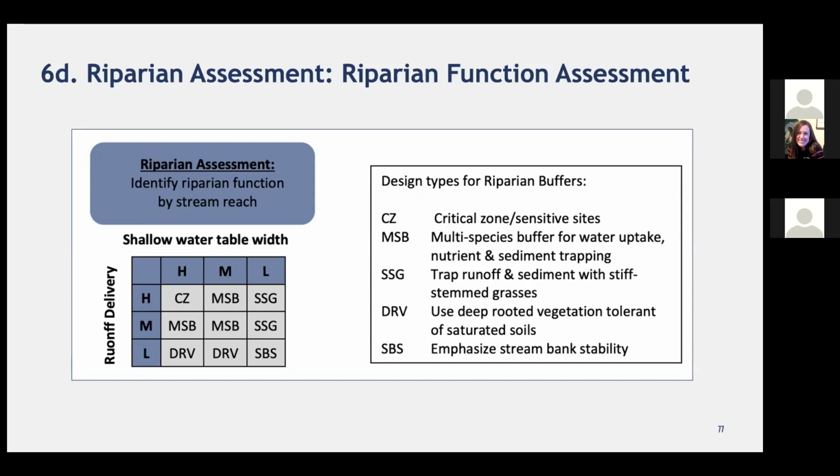So this last bit here is about what we can do with those riparian polygons. In the riparian assessment step, we can identify different functions for those polygons based on runoff delivery and the shallow water table width. You can see that the runoff delivery and the shallow water table width are categorized into high, medium, and low. And then based on that matrix, there are different designs for our riparian buffers: multi-species buffers, stiff stem grasses, deep-rooted vegetation, and then stream bank stability or stream bank stabilization.